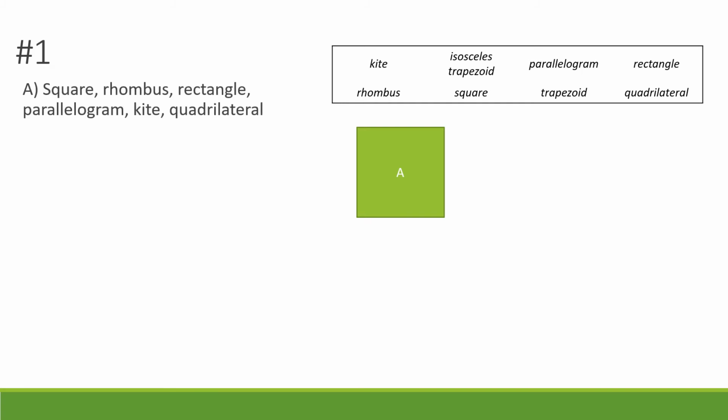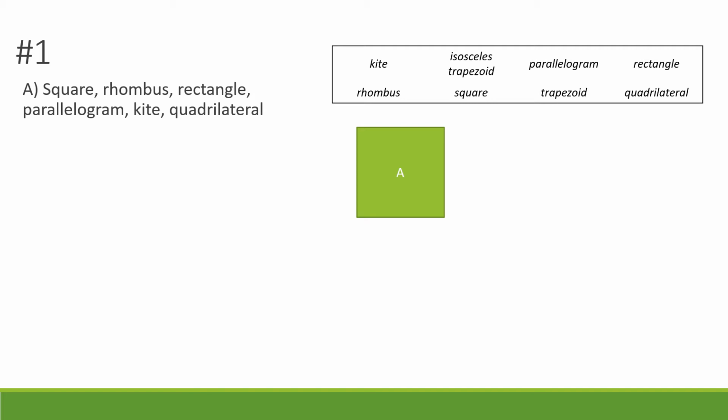So as I said, it is a square, but since we have 4 equal sides, this is also a rhombus. Since all of its internal angles are 90 degrees, it is a rectangle. You can see this figure having 2 pairs of parallel sides. So this is a parallelogram.